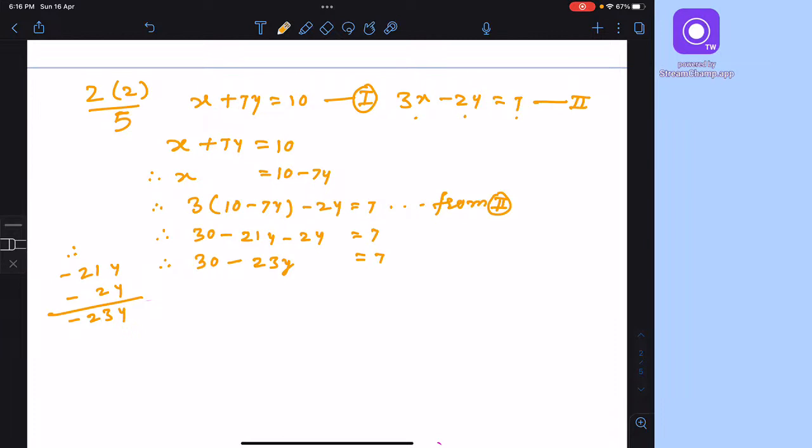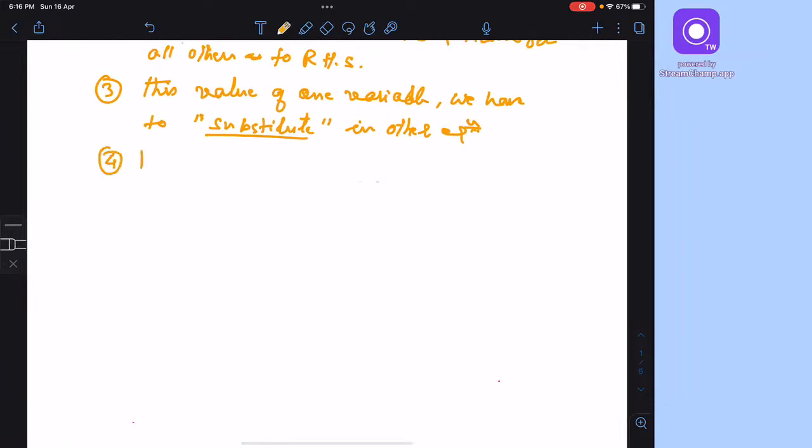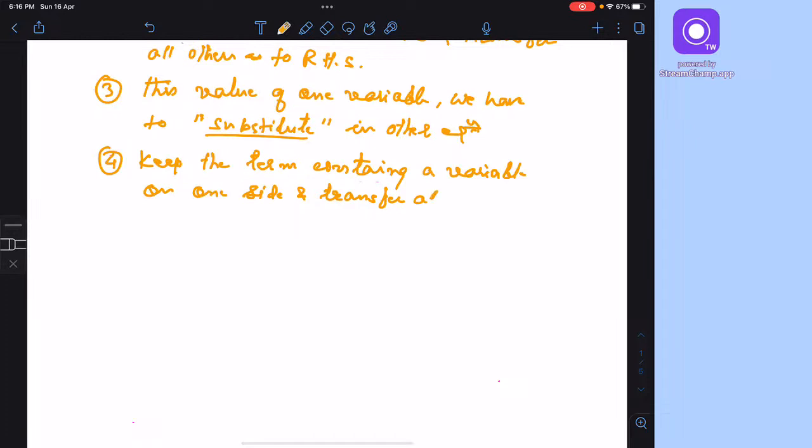Now next, the fourth step is keep the term containing a variable on one side and transfer all other terms to the other side.